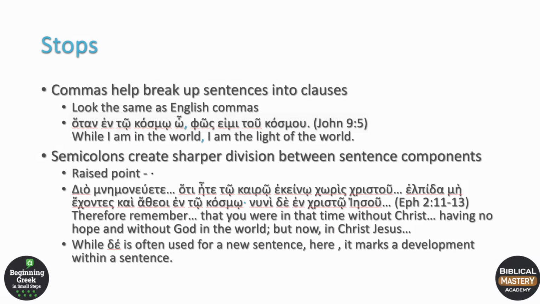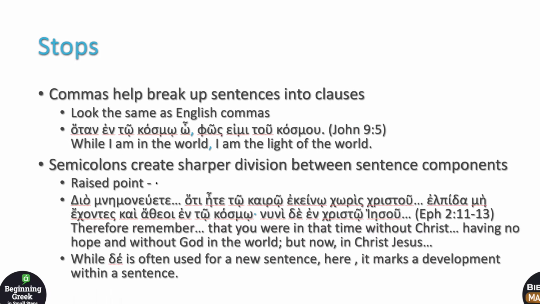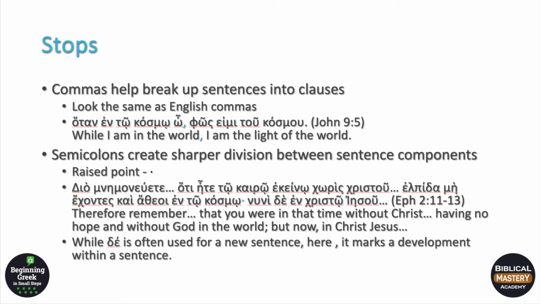An example of this is in John 9:5, "While I am in the world, comma, I am the light of the world." Note there's no development marker, de or te, in here. These are both just two parts of the same sentence, and so they should be kept together, and a comma is a great way to do that. A semicolon creates a slightly sharper division between two parts of a sentence.